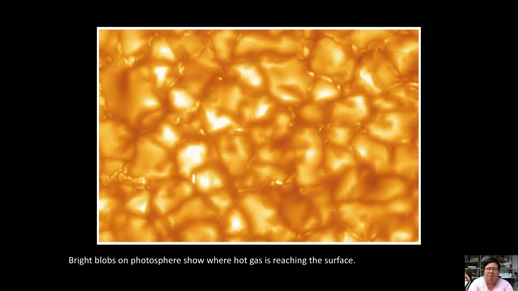These bright blobs on the photosphere show where the hot gas is reaching the surface. So a hot bubble of gas has come up and reached the surface. It's the bright spots. It cools because it's reaching the surface, and then it falls back down again, gets more heat, and comes back up again. It's the exact same process as happens in your water pot when you're boiling water for tea.